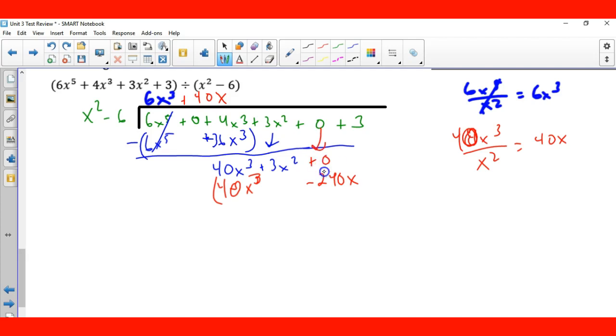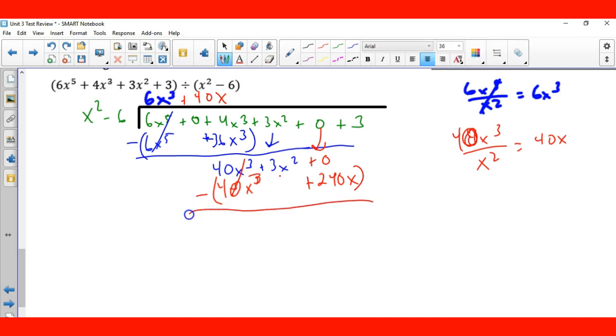Alright. Remember, we have a 0 right here for 0x. So it's all good. We're not going to even stress about it. So my negative right here makes this a negative, so that cancels. My negative also makes this a positive. So what we have here is 3x squared plus 240x.